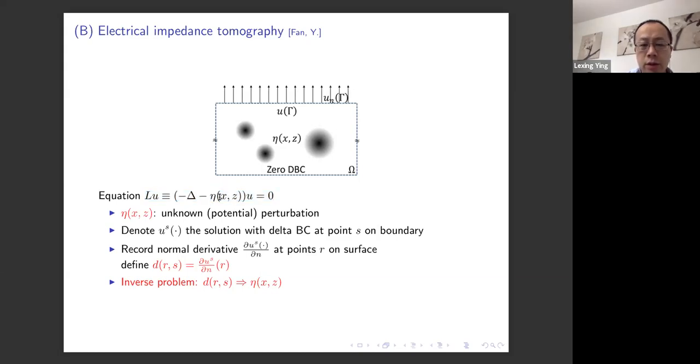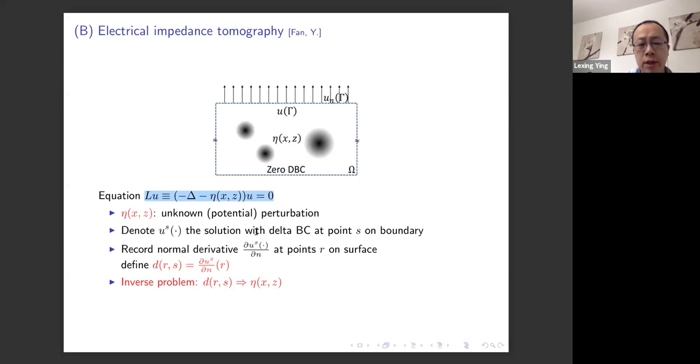Here I use X to denote the horizontal coordinate and Z to denote the vertical coordinate. So eta is a function with two variables. It's a field with two variables. And then you apply it to U, which is the electric potential, and that has to be equal to zero. So this is the equation that governs electric impedance tomography. Eta is something that we want to recover.